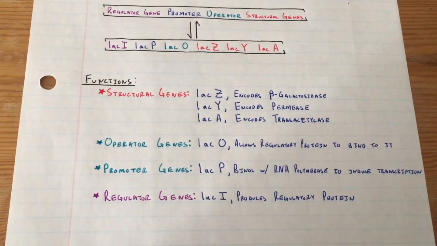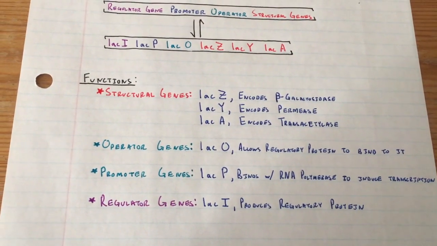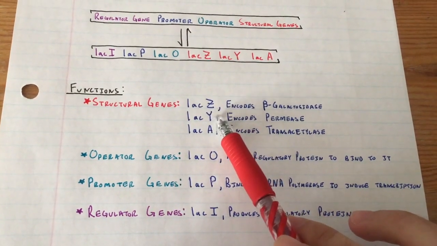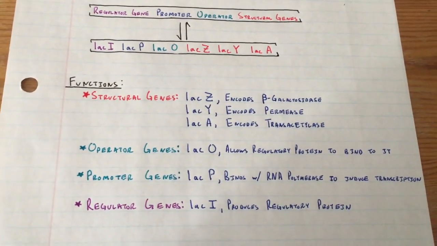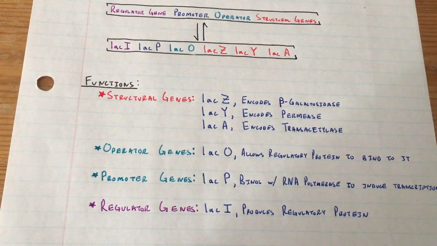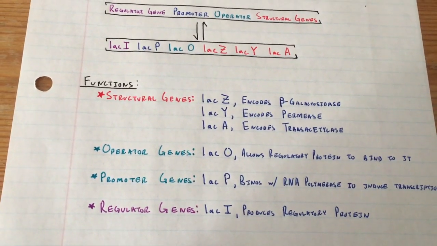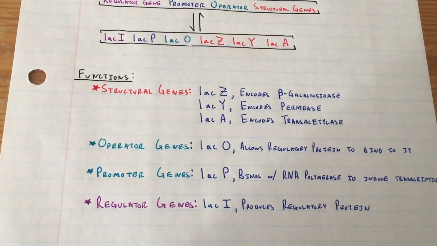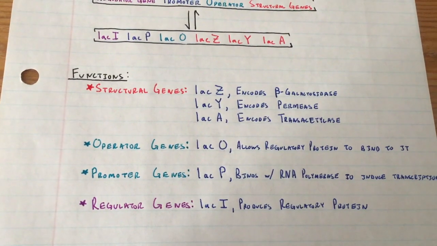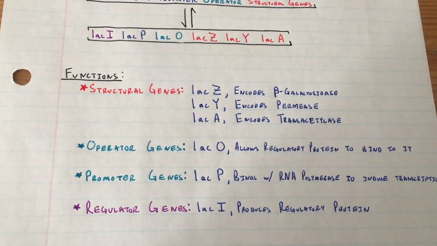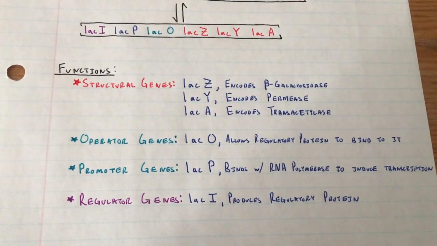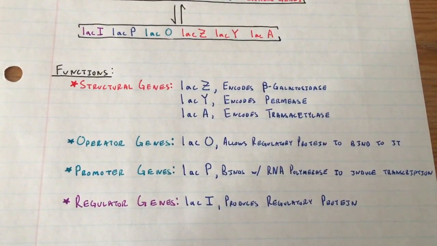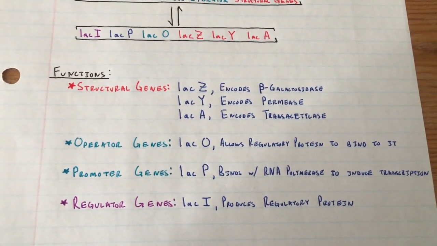Alright, what we're going to do first is discuss the functions of these genes. Starting with our structural genes, we have lac Z, Y, and A. Lac Z encodes beta-galactosidase, which allows for the cleavage of lactose, a very important part in the metabolism of lactose. Lac Y encodes permease, which allows for the absorption of lactose. And lac A encodes transacetylase, and I have no idea what that does, but it's important.